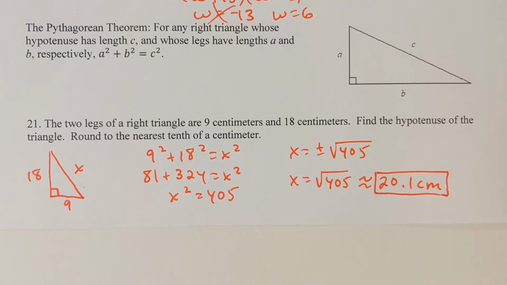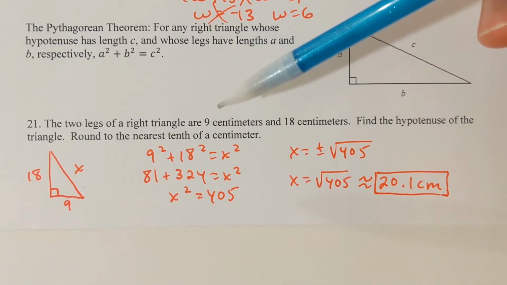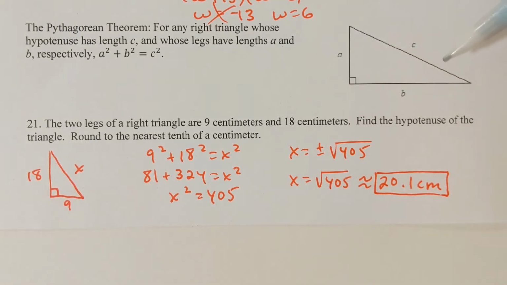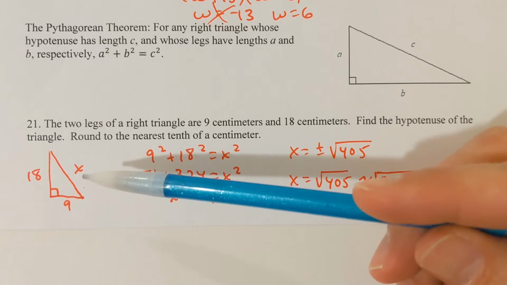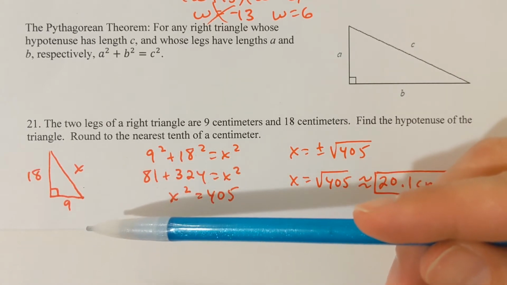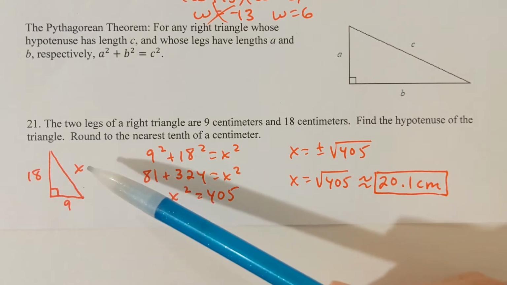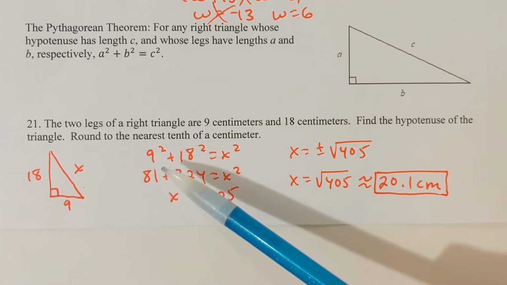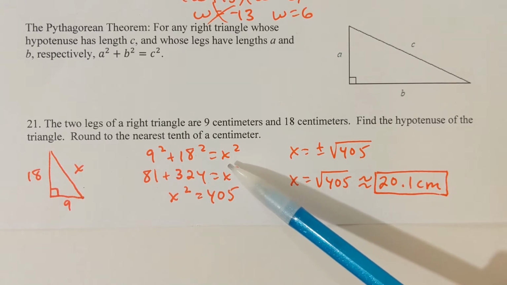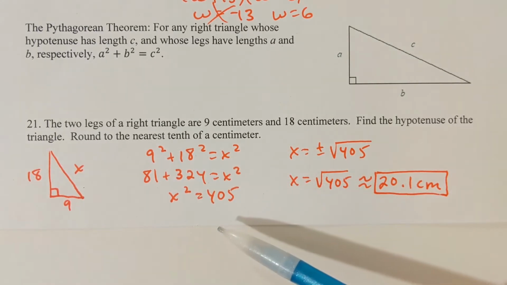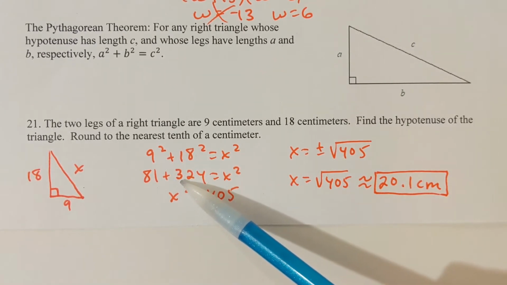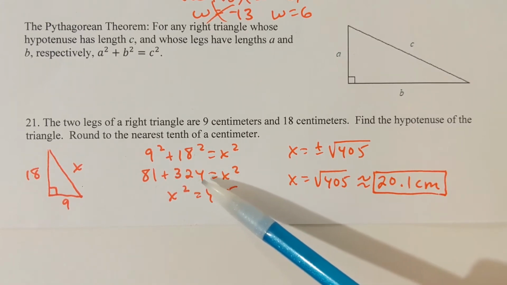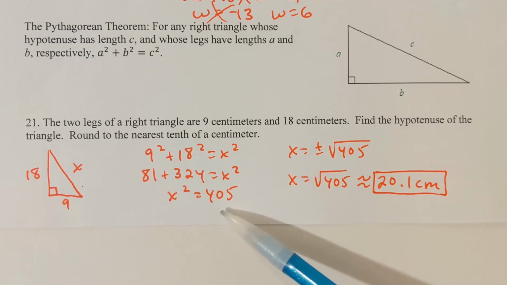Problem 21. The two legs of a right triangle are 9 centimeters and 18 centimeters. Find the hypotenuse of the triangle. Round to the nearest tenth of a centimeter. Here I've drawn that triangle, and I have to find the hypotenuse, which I'm calling x. The sum of the squares of the legs equals the square of the hypotenuse, so 9 squared plus 18 squared equals x squared, and I have to solve for x. 9 squared is 81. 18 times 18 is 324. 324 plus 81 would be 405.